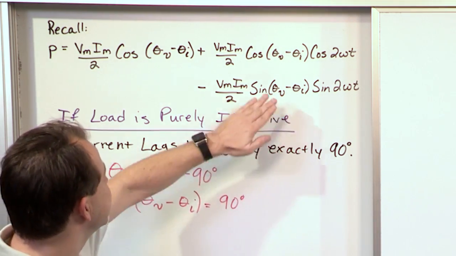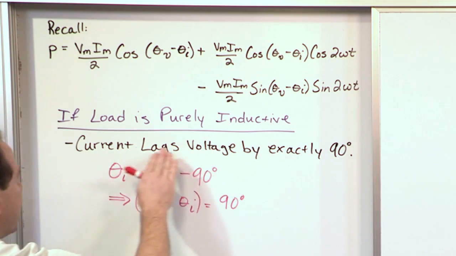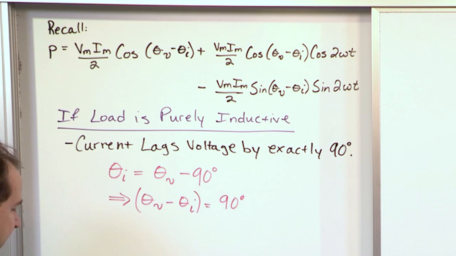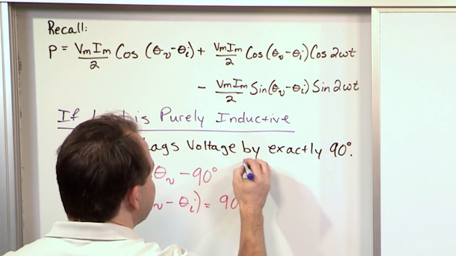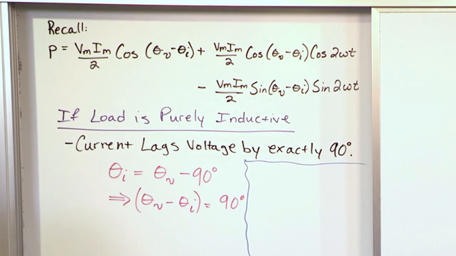We'll actually plug this number in and study it, but I want to talk for a minute about this statement one more time: current lags voltage by 90 degrees in an inductor, because I guarantee you will forget it at some point in the future. If you forget on a test whether it's leading or lagging, how do you figure it out for yourself?